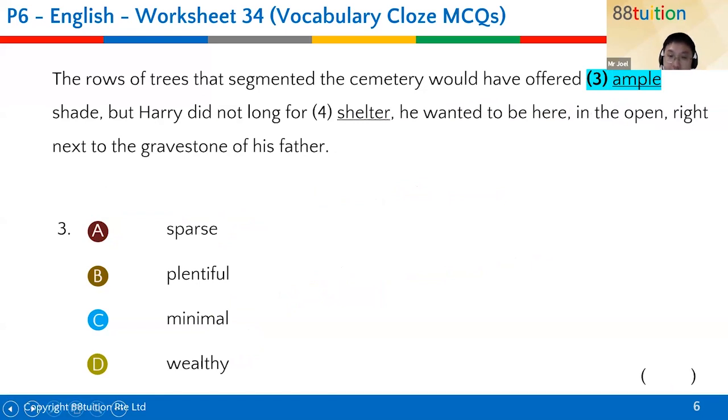The rows of trees that segmented the cemetery would have offered ample shade, but Harry did not long for shelter. He wanted to be here in the open, right next to the gravestone of his father. So now we see what's happening over here. His father has died. All right, Harry over here must be feeling, what's that word just now? Must be feeling deep grief, right?